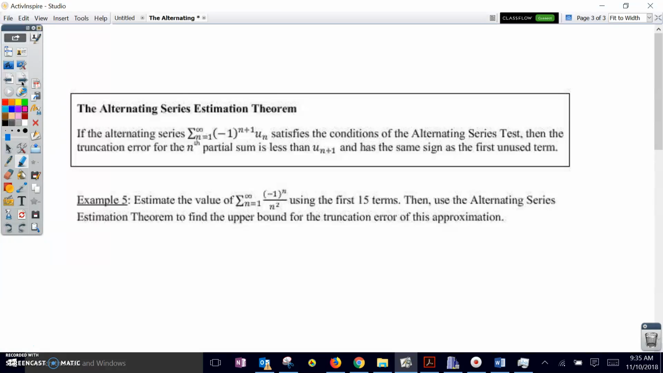If we have an alternating series that satisfies the conditions of the alternating series test, the truncation error has to be less than u sub n plus 1. And it will have the same sign as the first unused term.